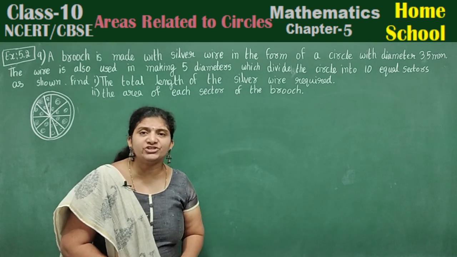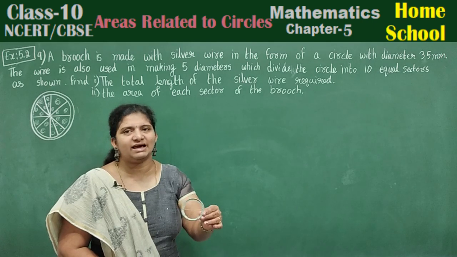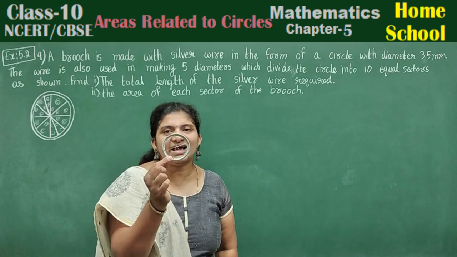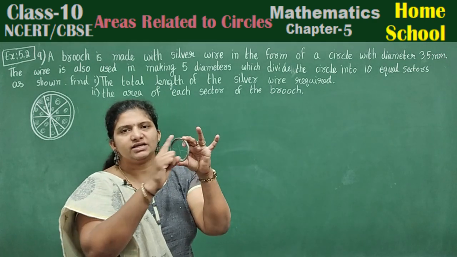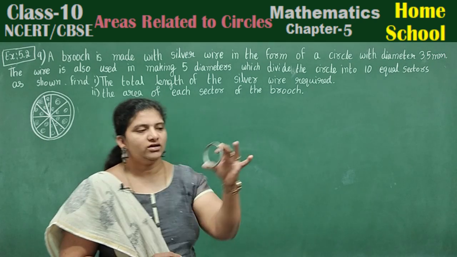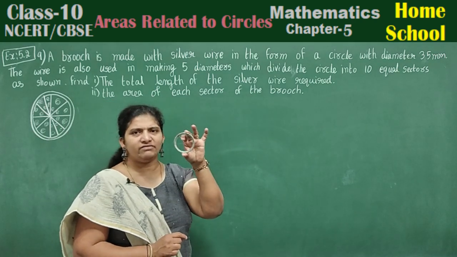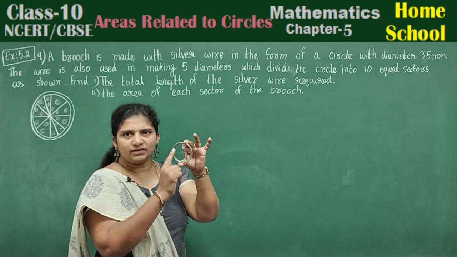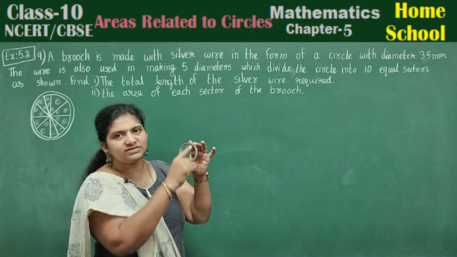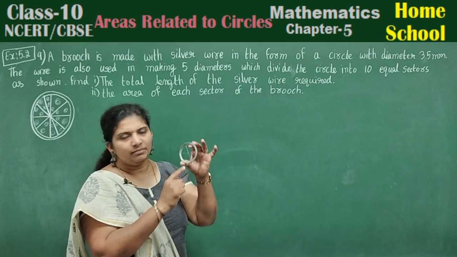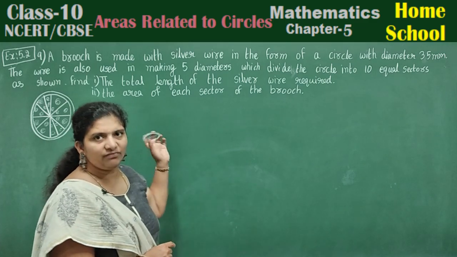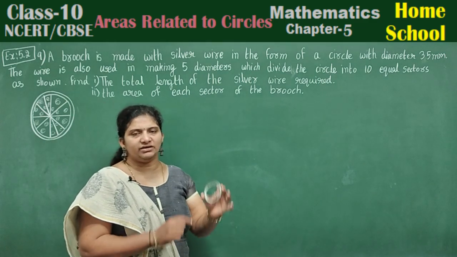Let us imagine now a brooch with an egg slicer. See here, you can see an egg slicer. Let us imagine a brooch. This is a brooch made up of silver wire. Here you can see the silver wire outer ring, that is the circumference of a circle, and you can see 5 lines here. Whereas this slicer has only 3 diameters, in our figure we have 5 diameters.